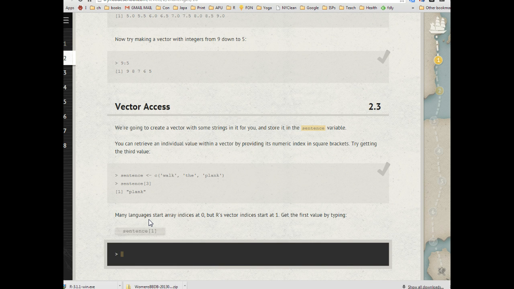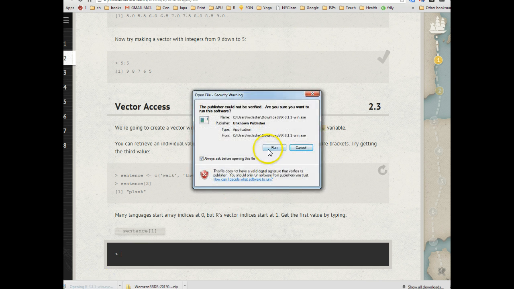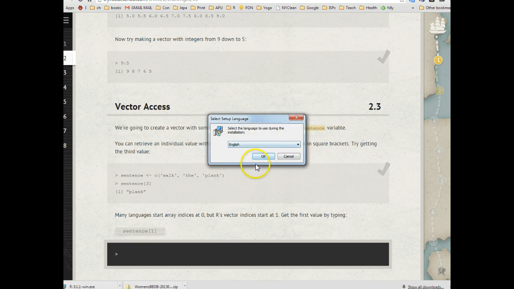So you can run the same code in your R. By the way, if I wanted to install R, finally it downloaded. Here it is. Of course, you just click it, go here, and just keep going, and you can install it.